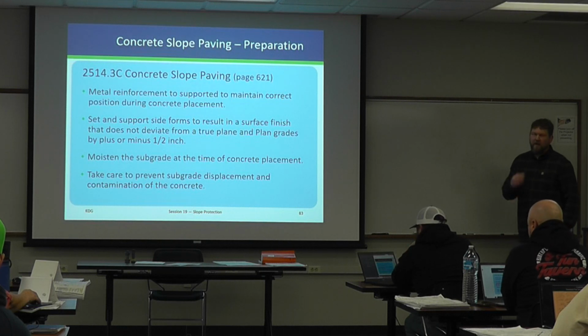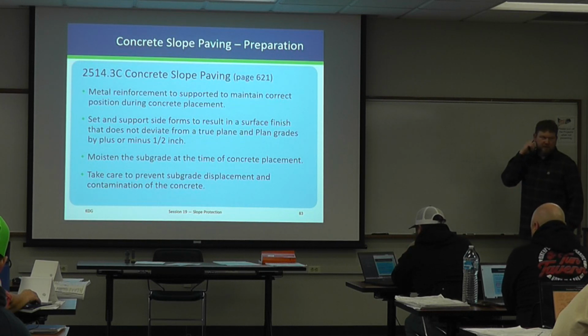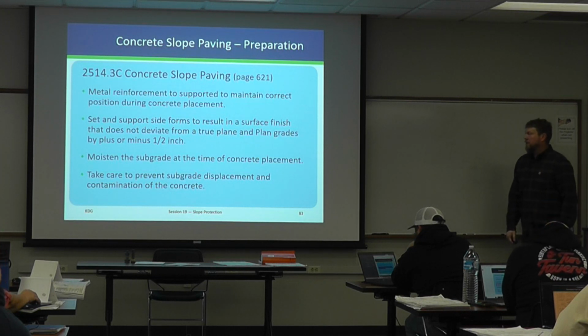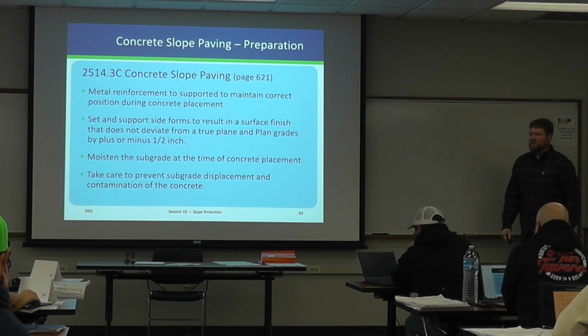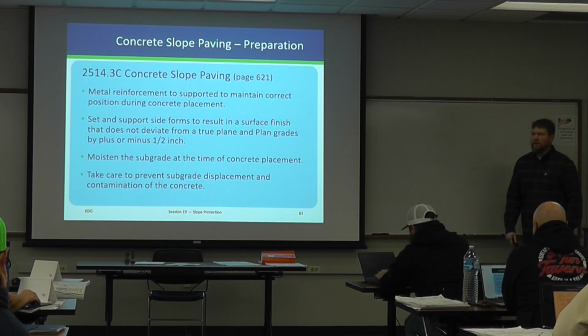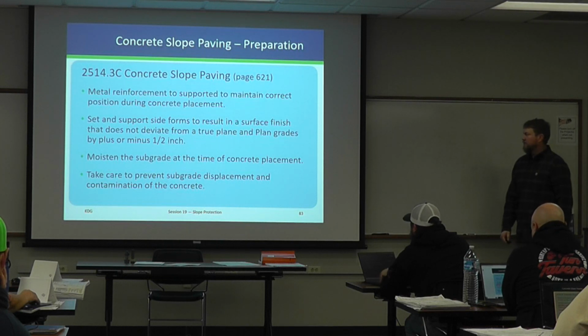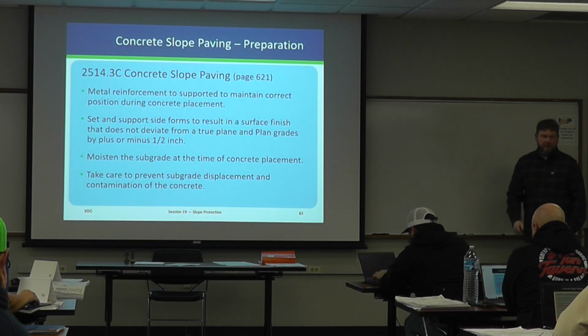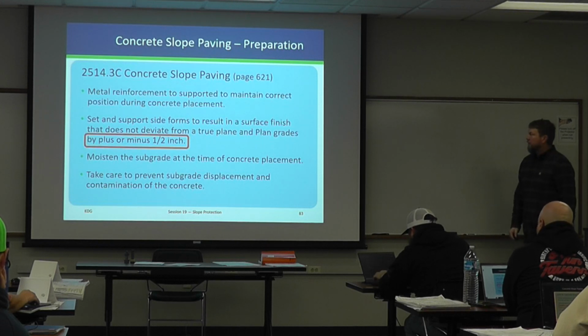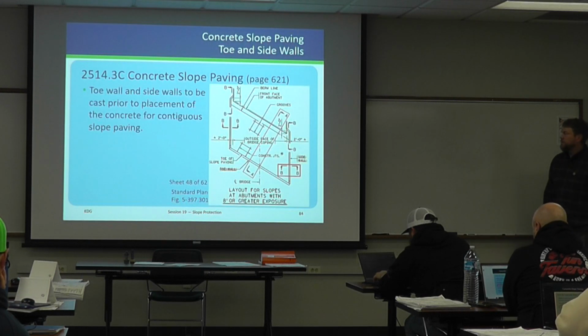Similar to placing concrete on riprap, want to make sure that subgrade is moist so it's not pulling away moisture from the mix itself. And then, as people walk up and down, you might get some displacement of the subgrade, so it's not going to be perfect again. Just make sure you're not getting a 1 inch thick area and then an 8 inch thick area here and there. So yeah, I just highlighted here that we want the plane grades to be within a half inch plus or minus.